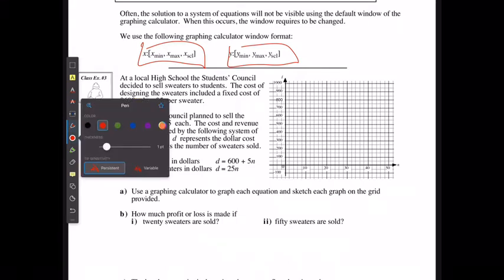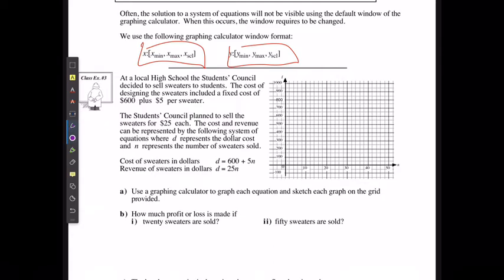So for this example, it says, at a local high school, the Students' Council decided to sell sweaters to students. The cost of designing the sweaters included a fixed cost of $600 plus $5 per sweater. The Students' Council planned to sell the sweaters for $25 each. The cost and revenue can be represented by the following system of equations where D represents the dollar cost and N represents the number of sweaters sold. So for one equation, I wind up with D is equal to 600 plus 5N. I got that from here. And in the second part, D is equal to 25N, which we got from the second part here.